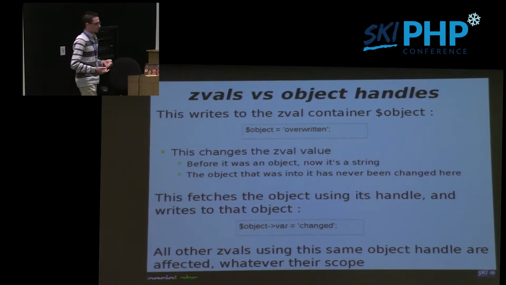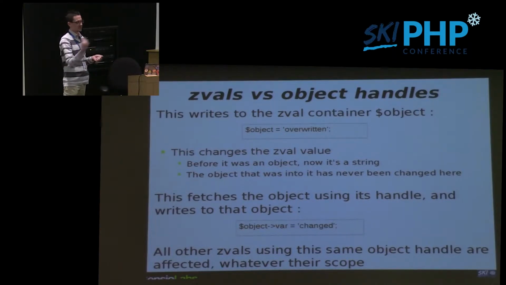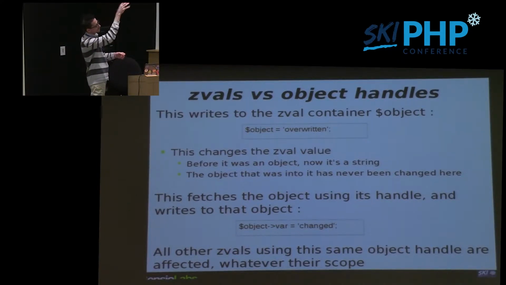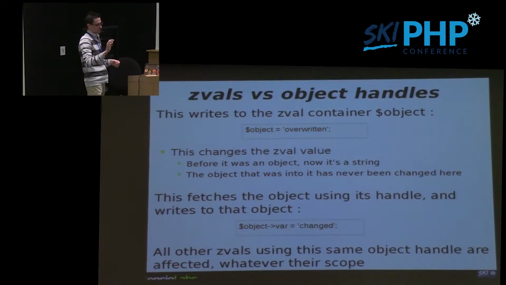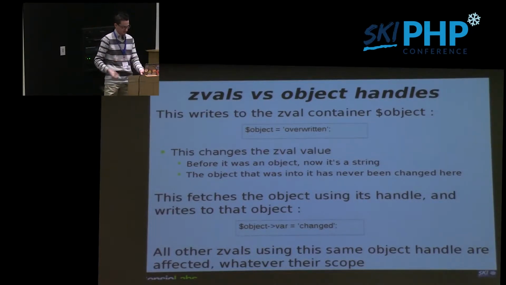Okay, when you write dollar object equals some string, you just overwrite the zval. So you change its type. Before it was an object, now it's a string. But the object which was pointed to by the zval may still be alive because other variables could point to this object, so it won't be freed. And when you access an attribute of this object with the arrow sign, you effectively change the object which is pointed to by the zval, by the variable.